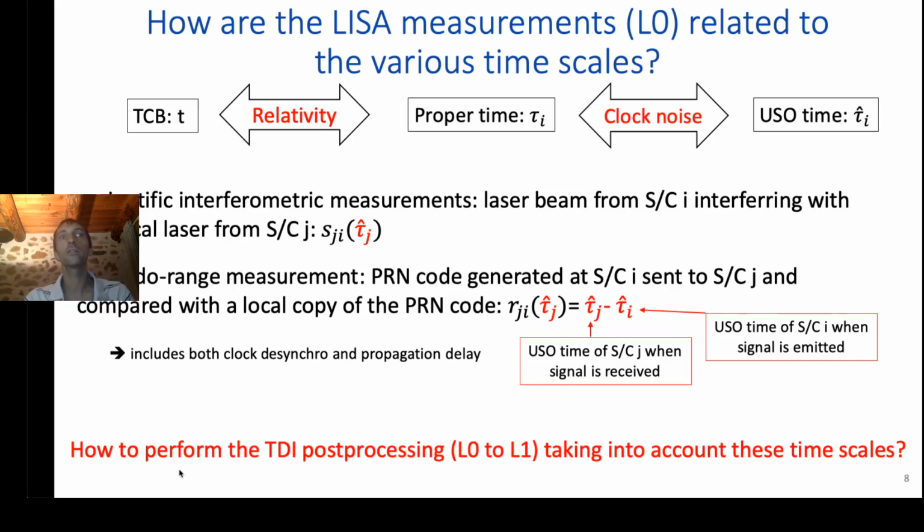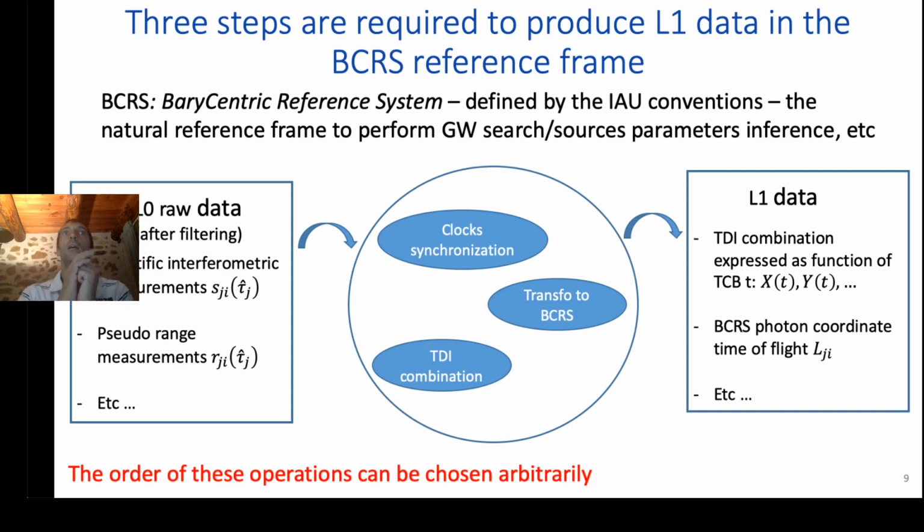So now the question is, how can we perform the TDI post-processing from L0 to L1 data, taking into account that there is various spacecraft, various time scales within LISA. So first of all, it's important to realize that there are 3 steps that are required to produce the L1 data in the BCRS reference frame. So BCRS stands for BaryCentric Reference System, which is a natural reference frame to perform gravitational wave searches or source parameter inference and so on.